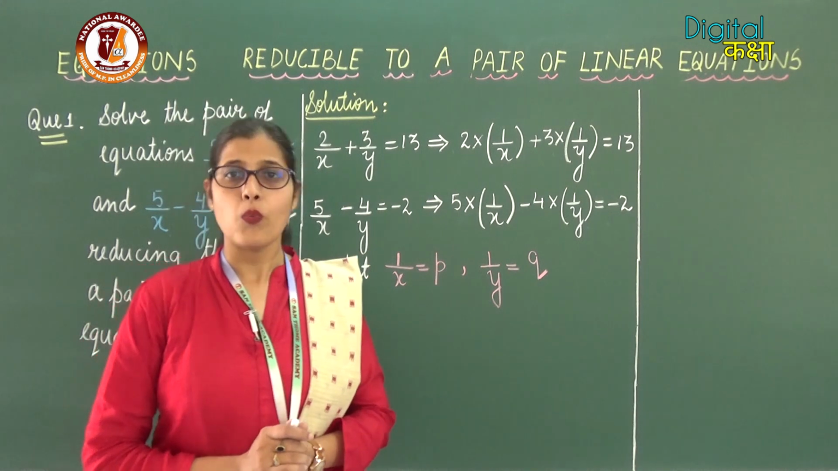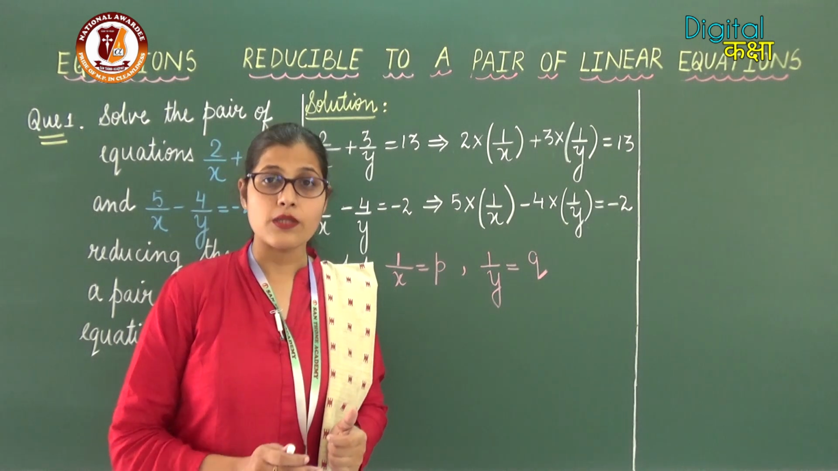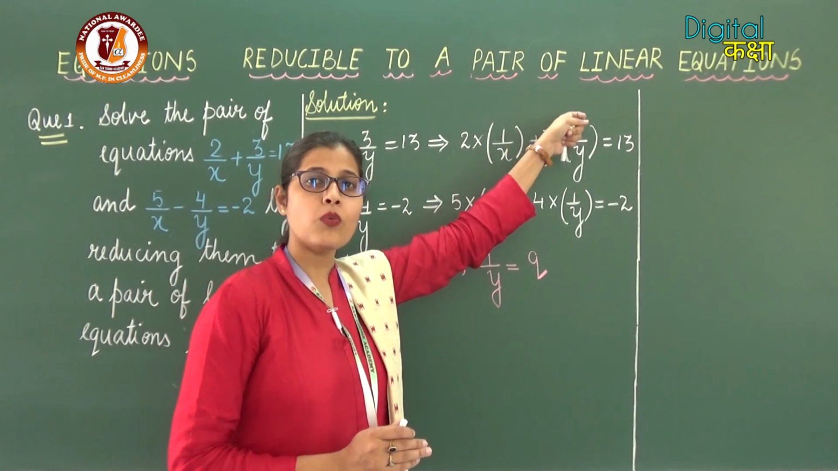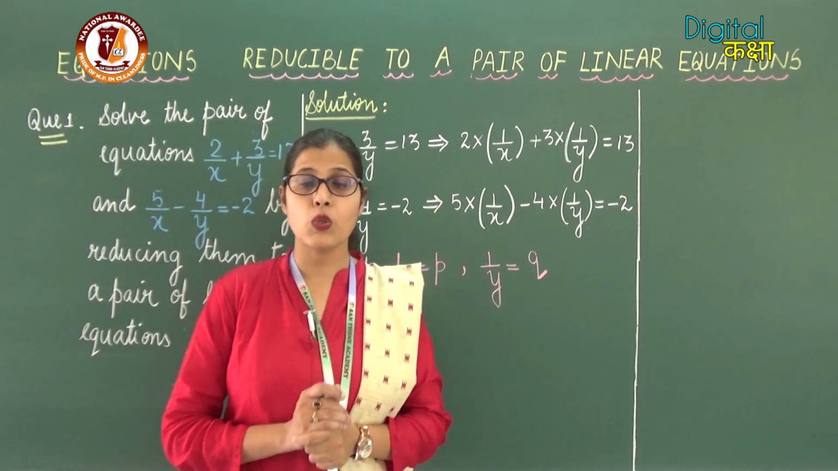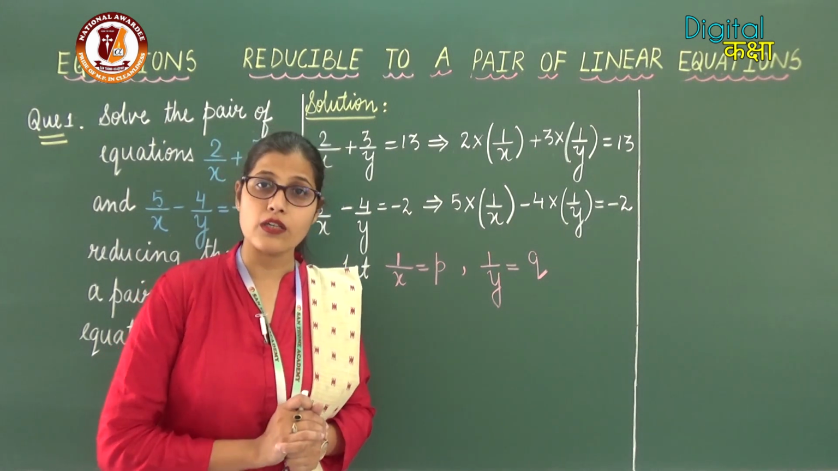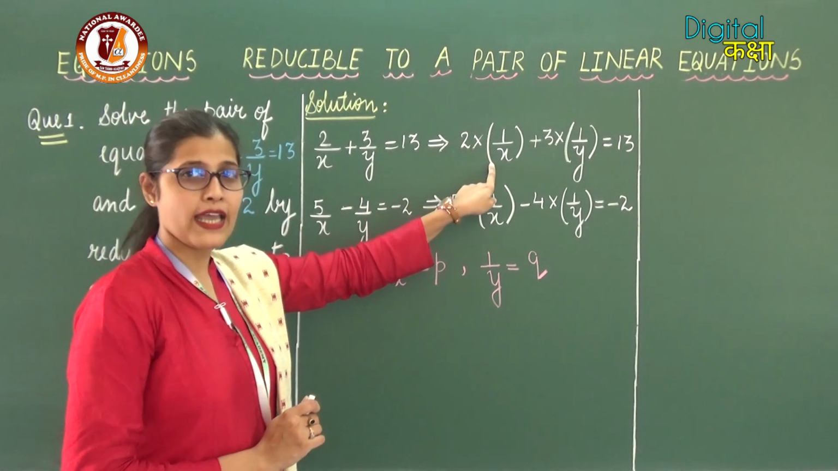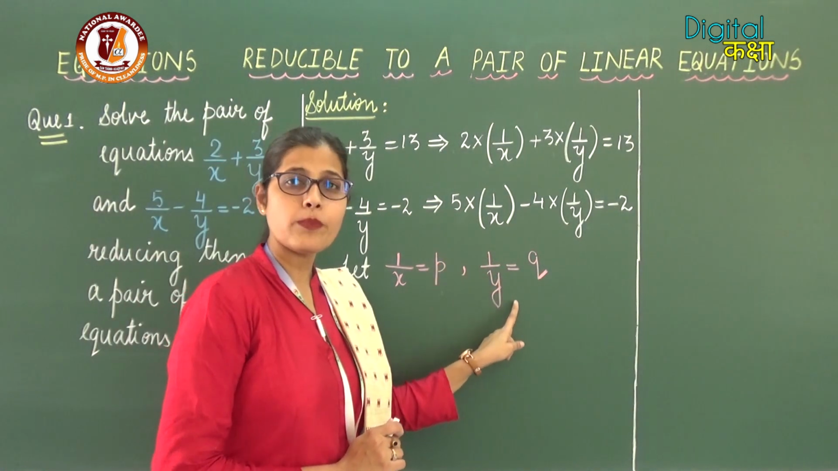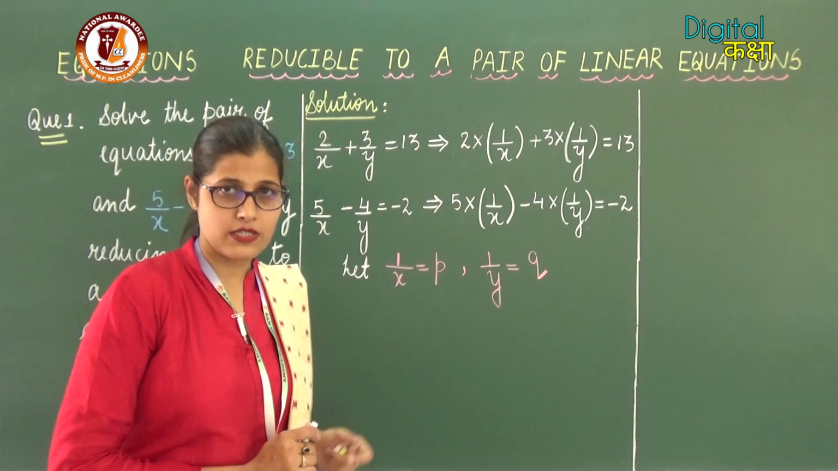Now, you can see one thing which is common in both the equations, that in both the equations we are having the variables 1 upon x and 1 upon y. Since this is not in the linear form, by suitable substitution we need to convert it into the linear form. So, let us substitute in place of 1 upon x the variable p and in place of 1 upon y the variable q in the above two equations.